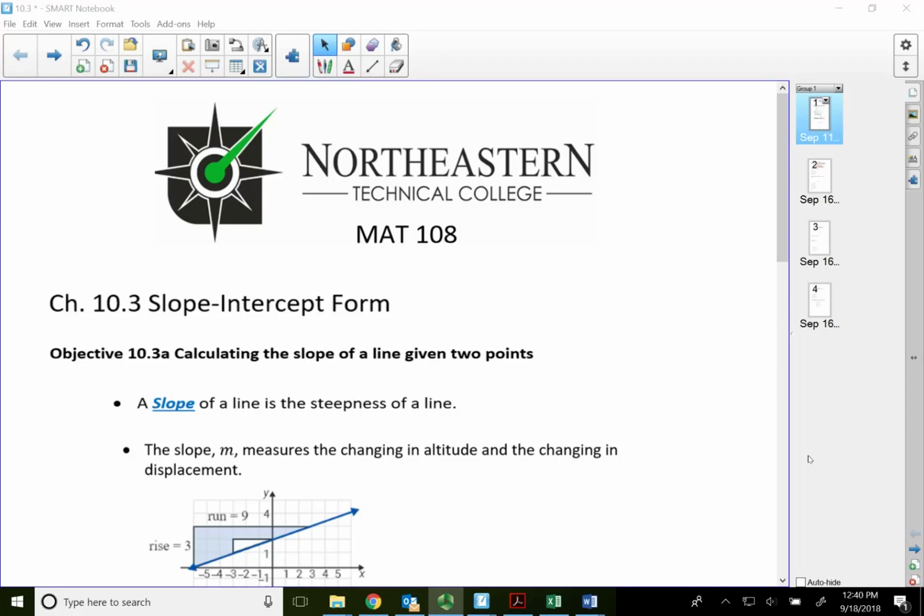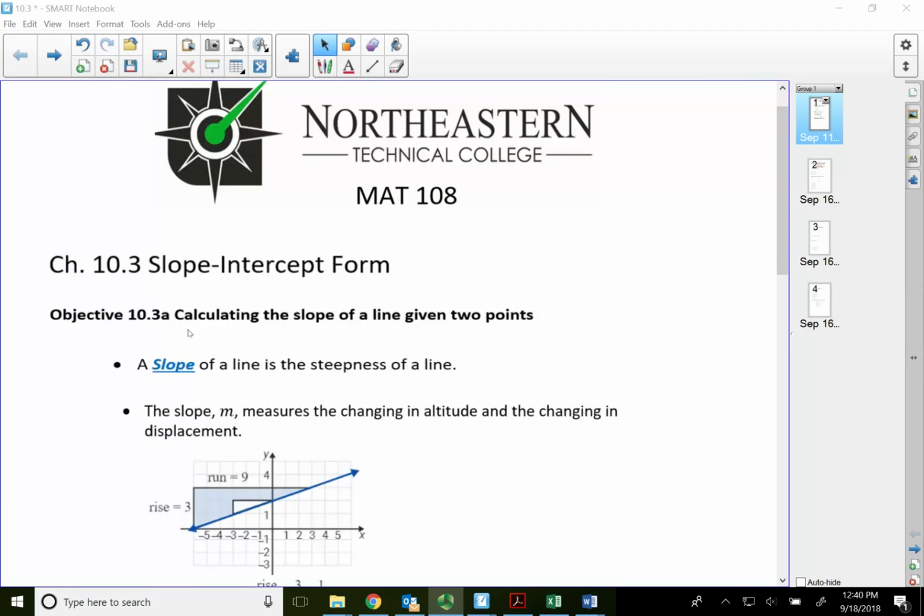Welcome to Module 10.3, Slope-Intercept Form. Now, before, I did mention slope-intercept form one time before. So before we talk about what this form really is, let's take a look at the concept of slope.